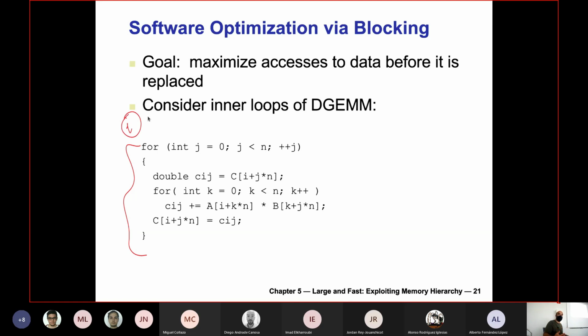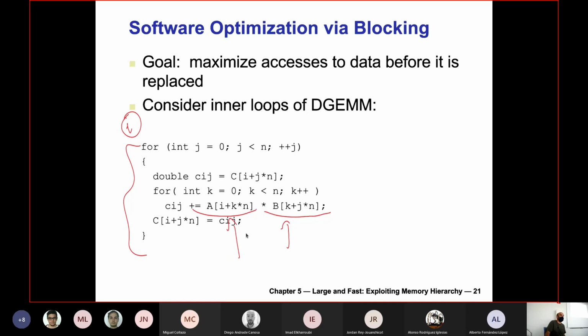So the problem here is that we have one matrix A that is being accessed by rows, and this is good. And then we have another matrix B that is being accessed by columns, and this is bad. So you can think, let's interchange the loop. But the problem is that if you interchange the loop, you fix the access to B, but you spoil the access to A. So there is not an obvious solution for that. And obviously we do lots of matrix multiplication nowadays.